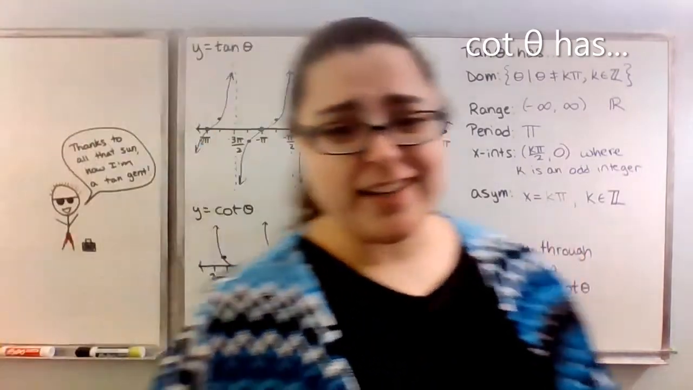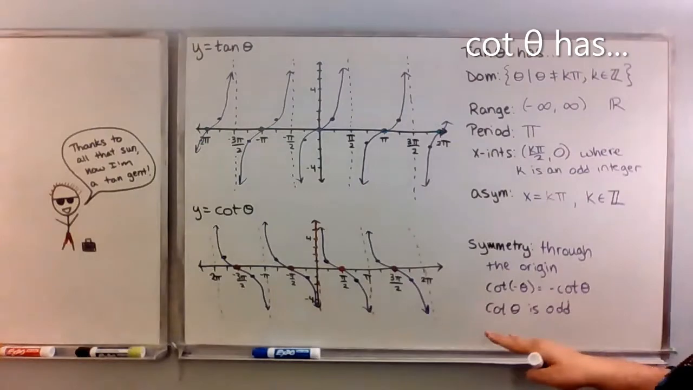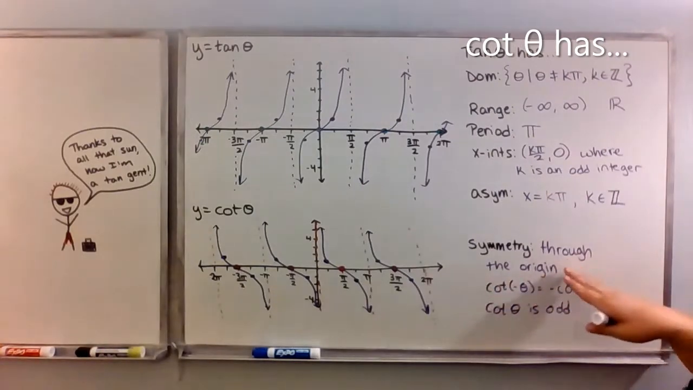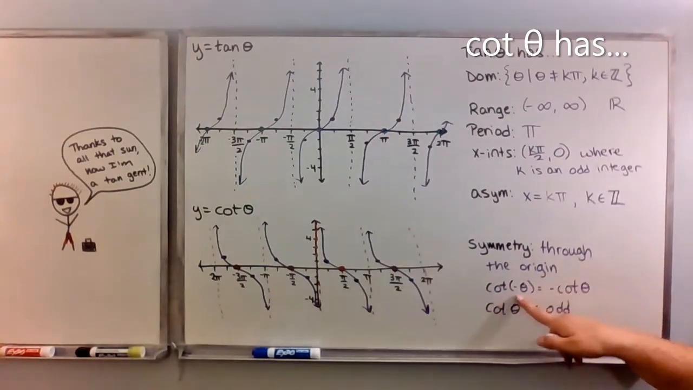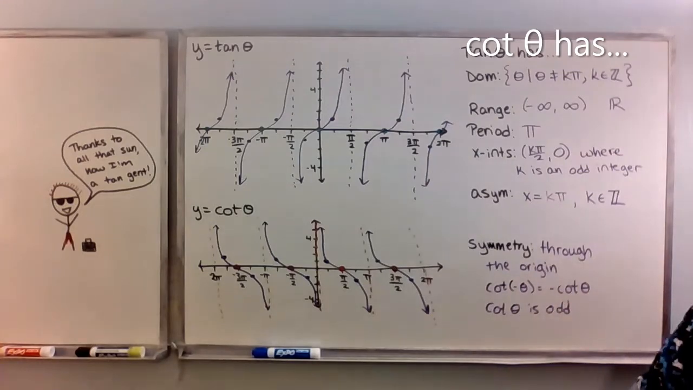So just like tangent, cotangent is going to be an odd function. Kind of interesting. So we are symmetric through the origin, and cotangent of negative theta is negative cotangent of theta, and we are an odd function.